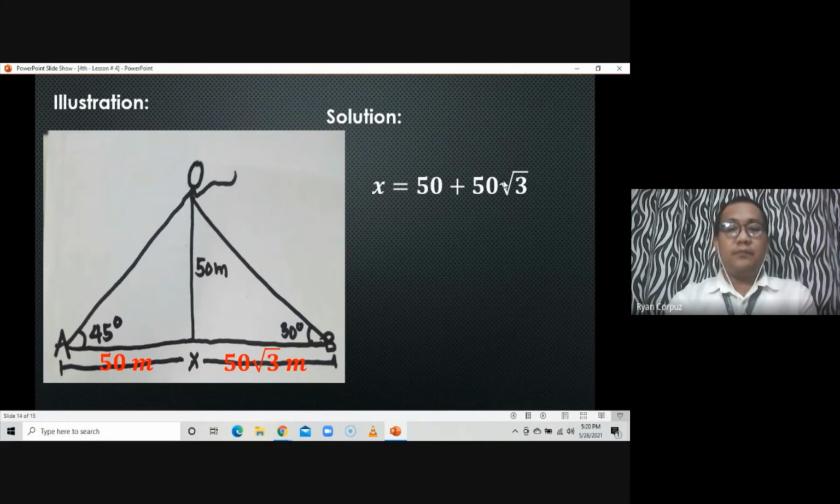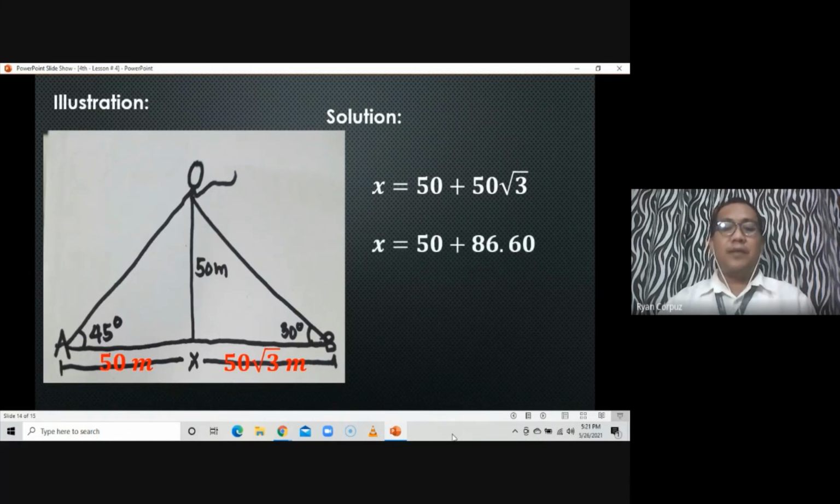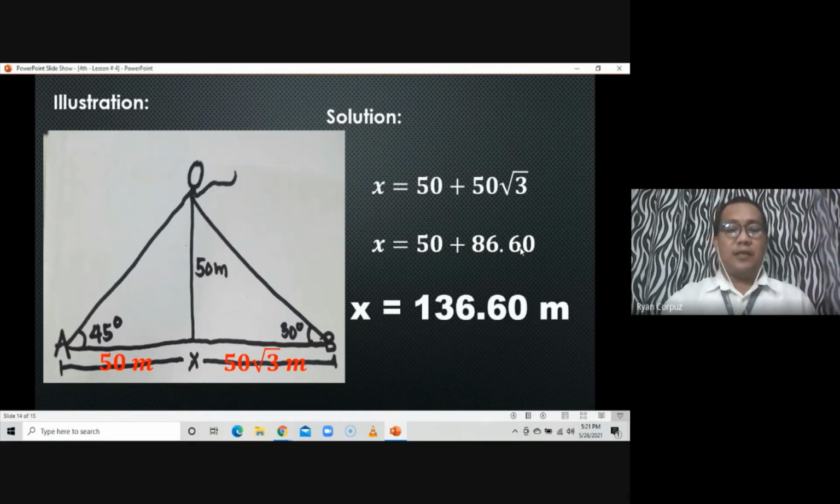Then, i-simplify natin to: 50 times square root of 3. So, write 50 square root of 3, then press equal. So, magiging 50 plus 86.60. Round up to 2 decimal places yun ha. Yung 50 square root of 3 is equivalent to 86.60. Then add the two, 50 plus 86.60, magkakaroon tayo ng answer na 136.60 meters. So that is the maximum distance from point or observer A to observer B.